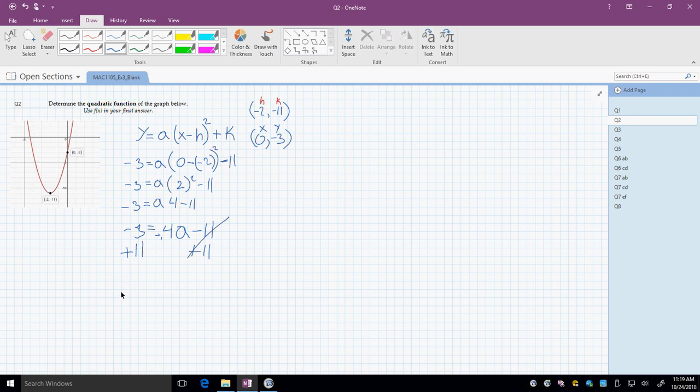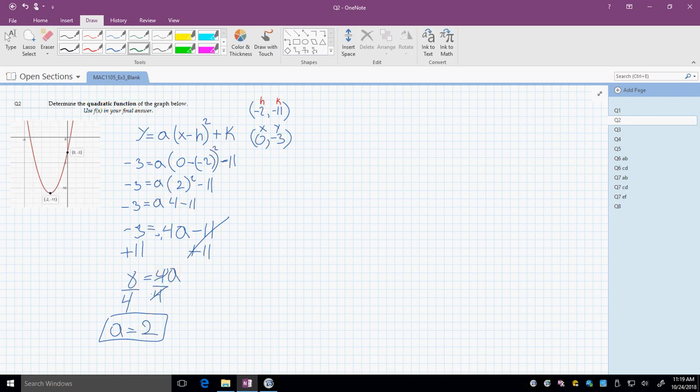Now I need to subtract 3 from 11. That is going to give me 8. So now I have 8 equals 4a. I'm solving for a, so I need to divide by 4 on both sides of the equal sign. The 4s cancel, and now I have a is equal to 2. It is common that you're going to get small numbers for a, like 1 or 2, generally.